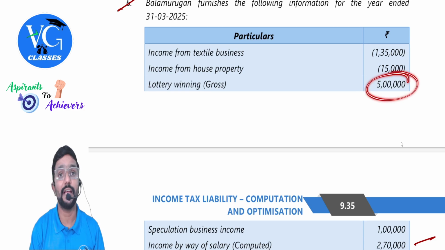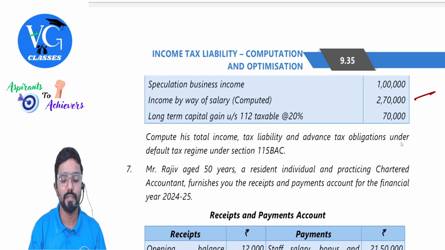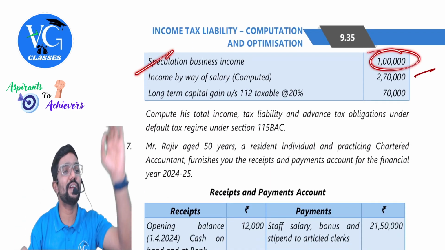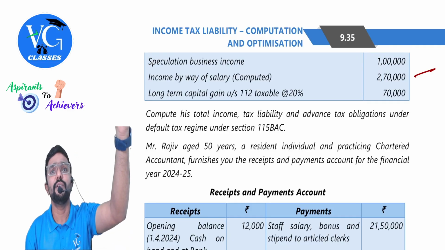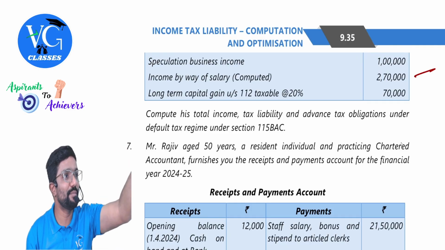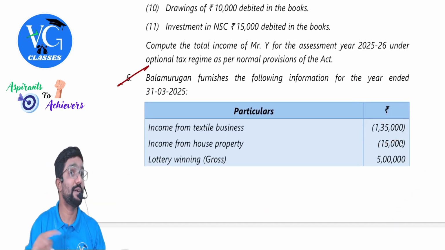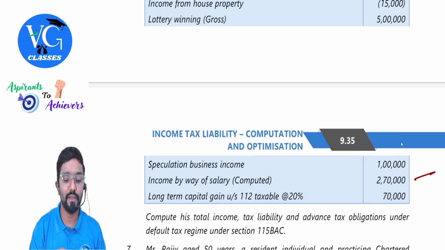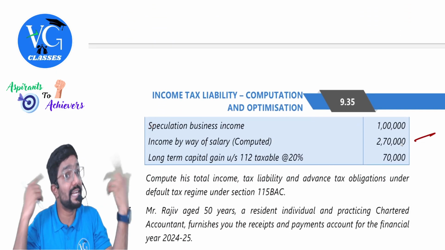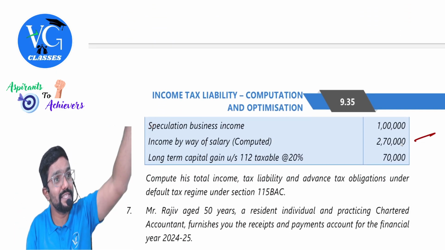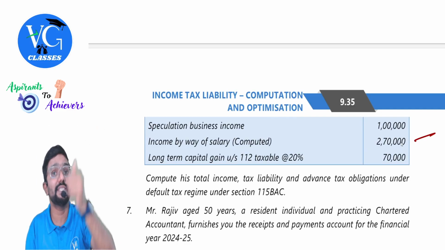Lottery winning, gross 5 lakh, other sources, casual income. Speculation business income, 1 lakh. Look at the beauty. You have speculation business income. You have normal business loss. Can you adjust it? Yes. But vice versa is not possible. Speculation business loss, you cannot adjust against other business income. But other business loss, can you adjust it against speculation business income? Yes.